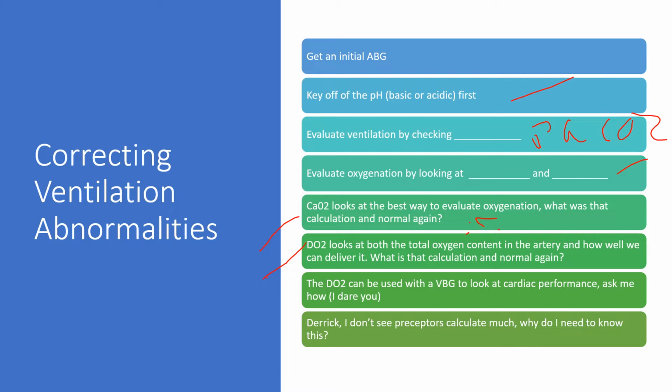So that's something that you can be very helpful with when we're trying to see why a patient's not getting good oxygen delivered to their tissues. Well, is it the heart, or is it how much oxygen is getting into their bloodstream? The DO2 can be used with a VBG to look at cardiac performance, right? Ask me how. I can go on a whole video about that.